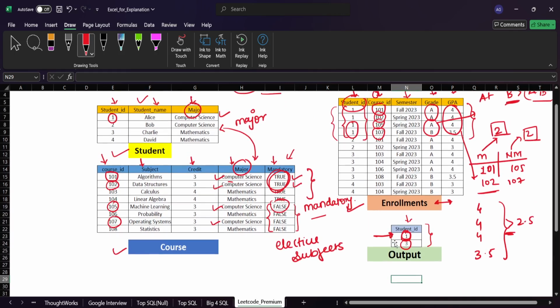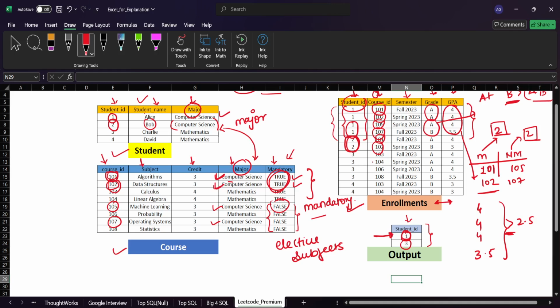In a similar way, let's talk about the student which is not there in the output. So, student 2, Bob, the major is computer science. For computer science, we have these two mandatory courses, 101 and 102. Let's see if student 2 has taken all the mandatory courses or not. For student 2, we have only two records, 101 and 102. So only two courses this particular student has taken, and has not taken any of the elective courses.